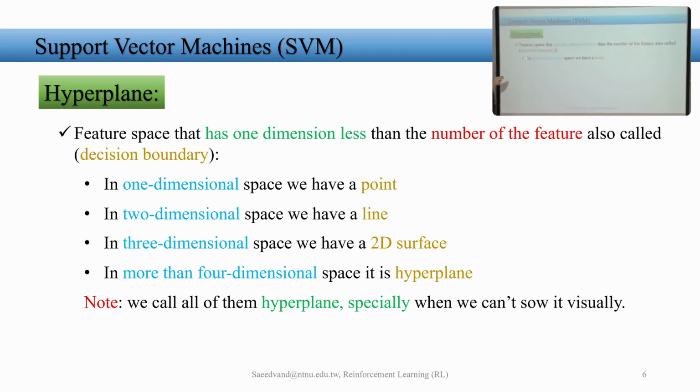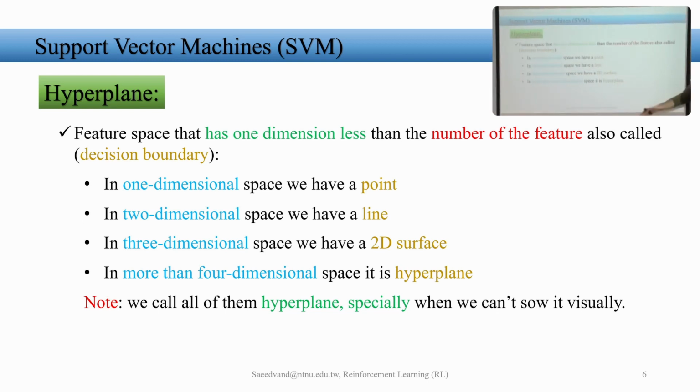So always, the number of features that you have, your hyperplane has one lower dimension. In one-dimensional space, we have a point. In two-dimensional space, to split the data, you saw the example, we have a line. In three-dimensional space, we have a two-dimensional surface. And with more than three-dimensional spaces that we cannot actually plot, we have a hyperplane.